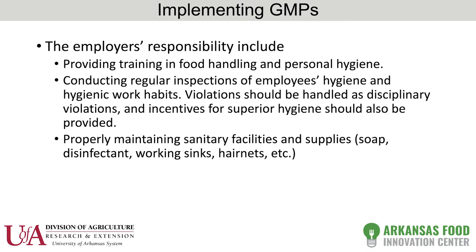Employers are responsible for providing training in food handling and personal hygiene, conducting regular inspections of employees' hygiene and hygienic work habits. Any violations of related GMPs should be handled as disciplinary violations. Employers should also provide incentives for superior hygiene. And employers must maintain proper sanitary facilities and supplies, like soap, disinfectant, work sinks, hairnets, etc.